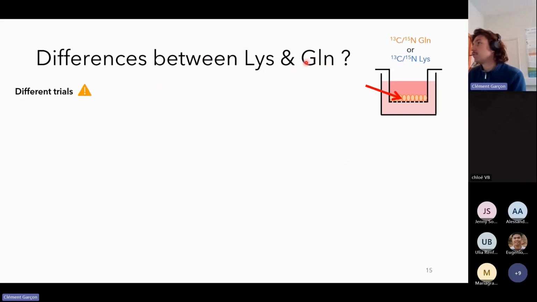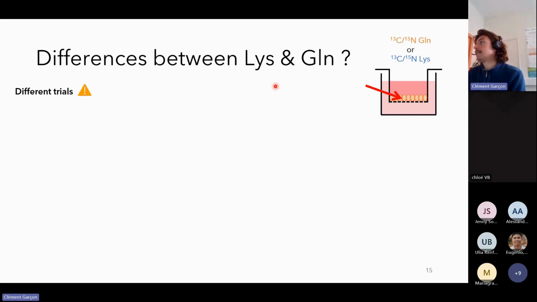We expect to see a difference because glutamine should be an important energy source for intestinal cells, while lysine should not be metabolized or catabolized by the cells. It just passes through the layer and appears on the other side. So I'm just going to mix some results from different trials here.